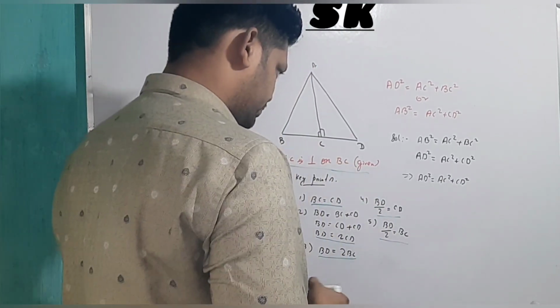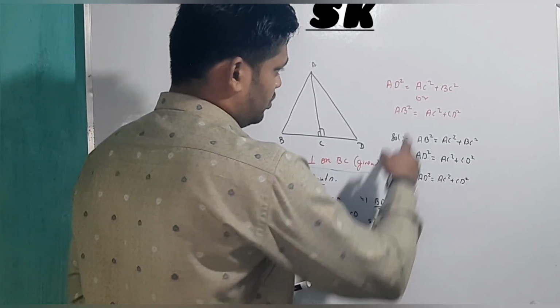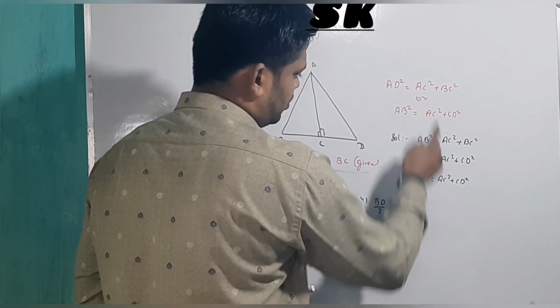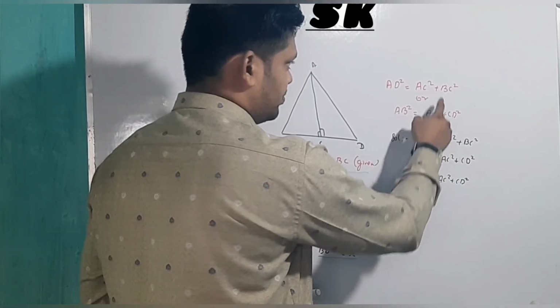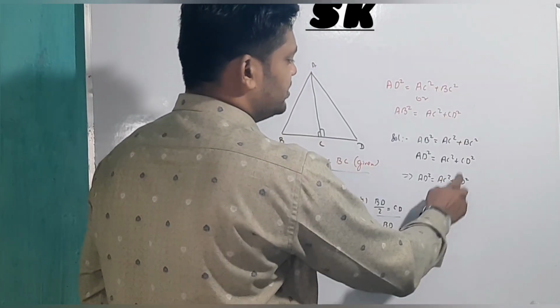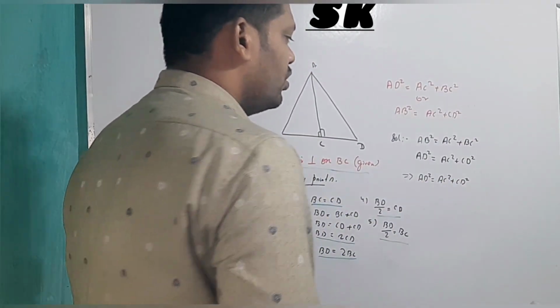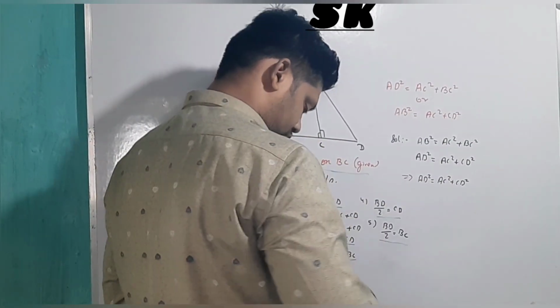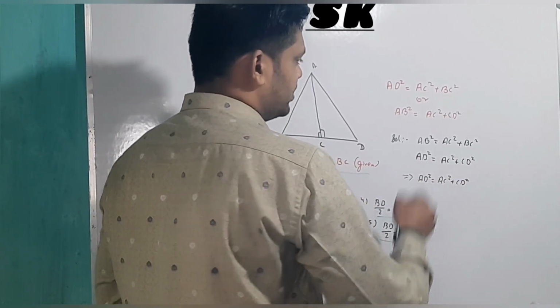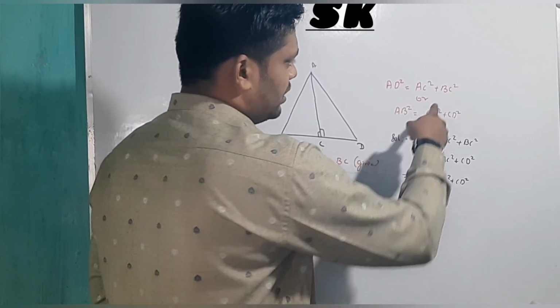Okay, now AD as it is, equal to, AC as it is, plus. Here we have CD square, but BC is there. So we need to remove that CD and we have to replace it with BC.